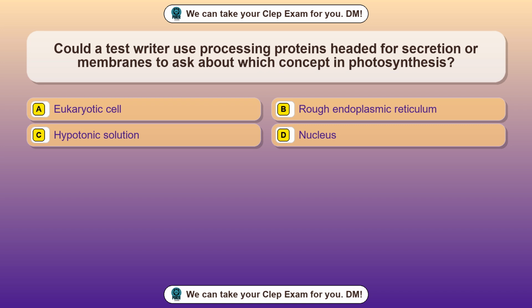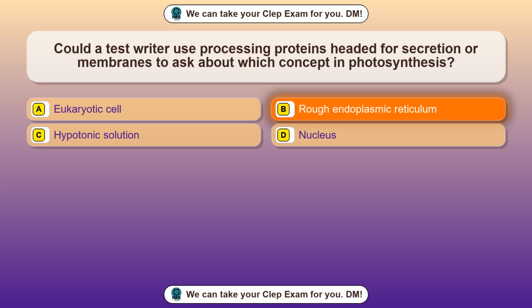Question 74. Could a test writer use processing proteins headed for secretion or membranes to ask about which concept in photosynthesis? Option A, eukaryotic cell. Option B, rough endoplasmic reticulum. Option C, hypotonic solution. Option D, nucleus. The correct answer is option B, rough endoplasmic reticulum.